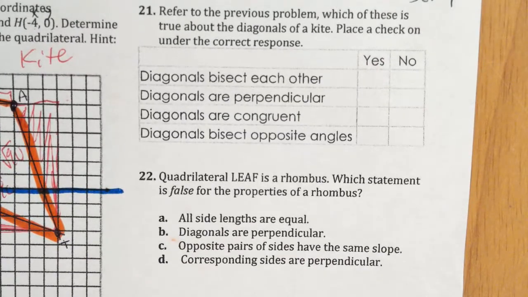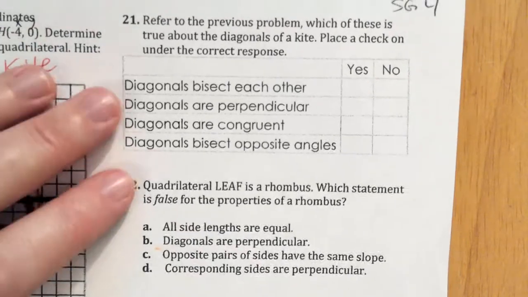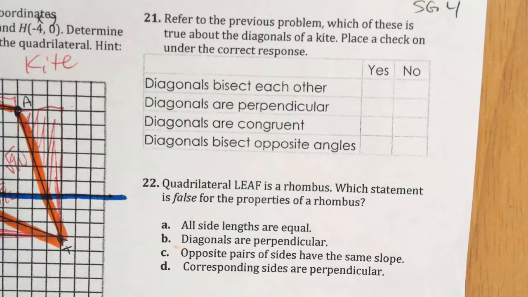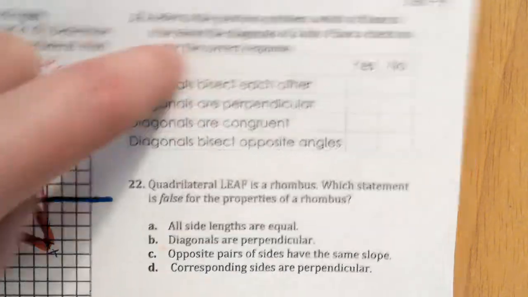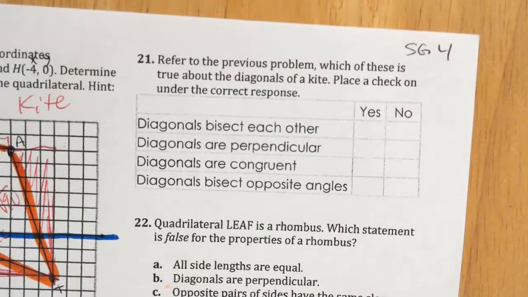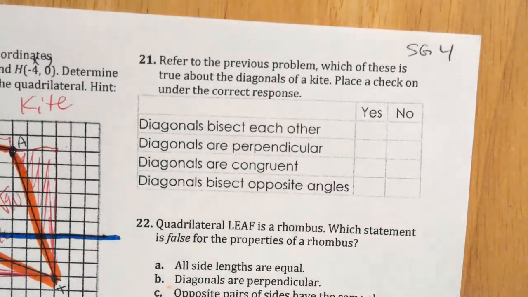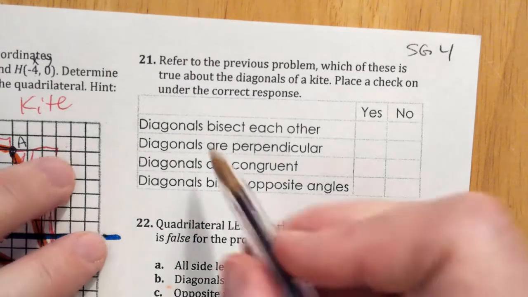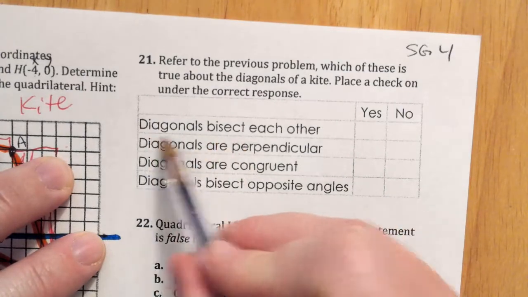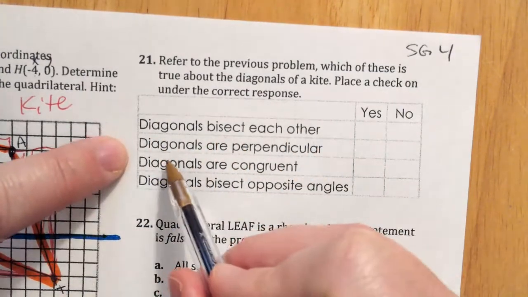Okay, number 21. So same thing as this picture right here. So we're looking at this. All right. So now that we know this is a kite, we're going to be looking at the rules of kites. So diagonals bisect each other.